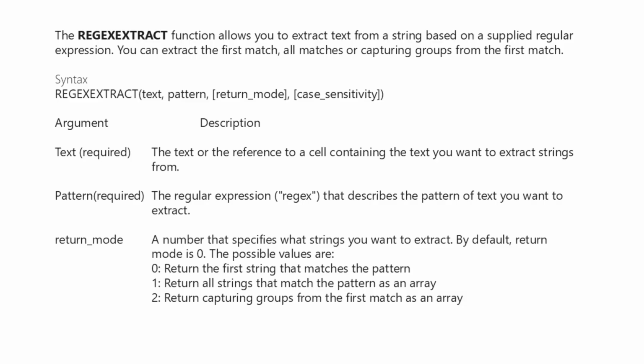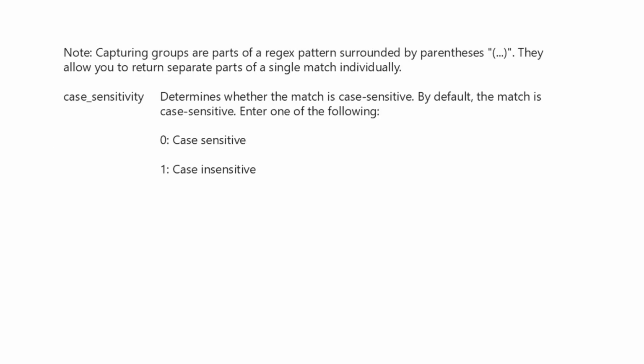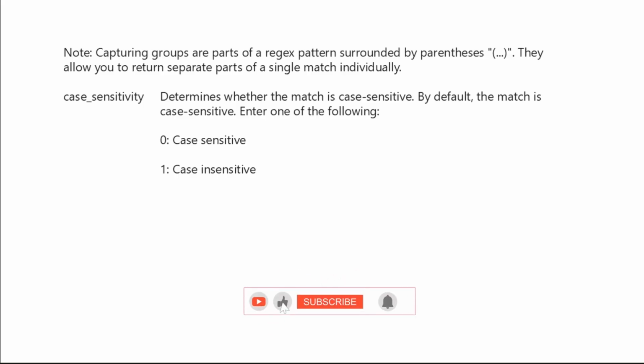The possible values are 0. Return the first string that matches the pattern. 1. Return all strings that match the pattern as an array. 2. Return capturing groups from the first match as an array. Note: capturing groups are parts of a regex pattern surrounded by parentheses. They allow you to return separate parts of a single match individually.